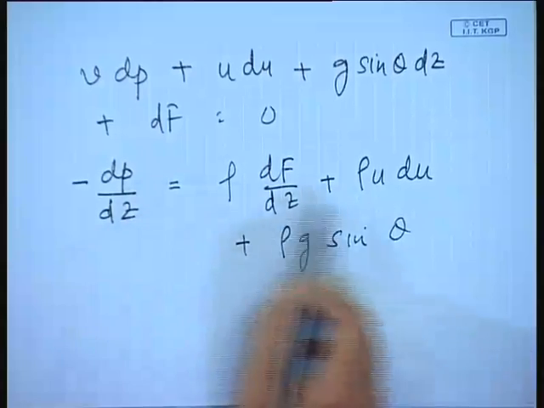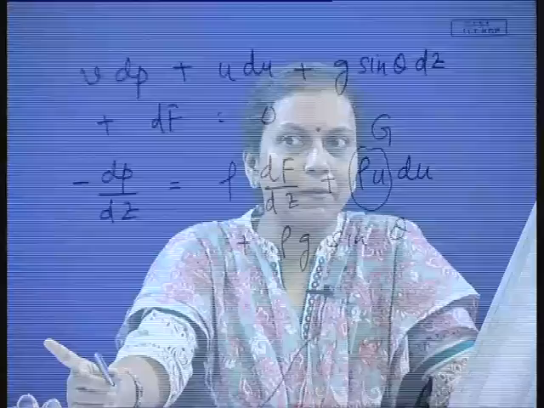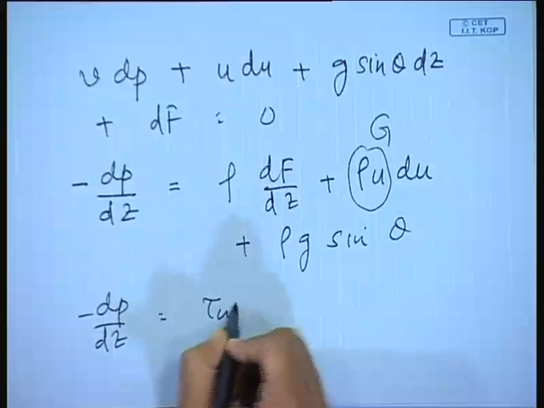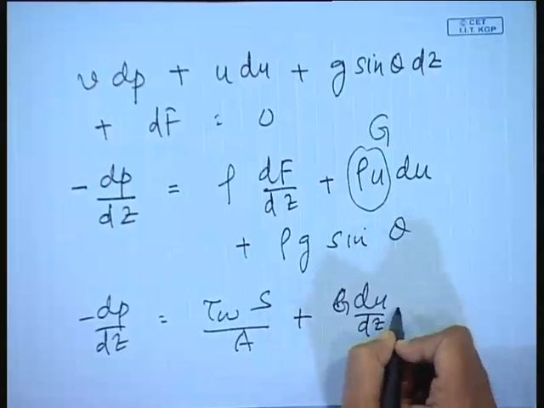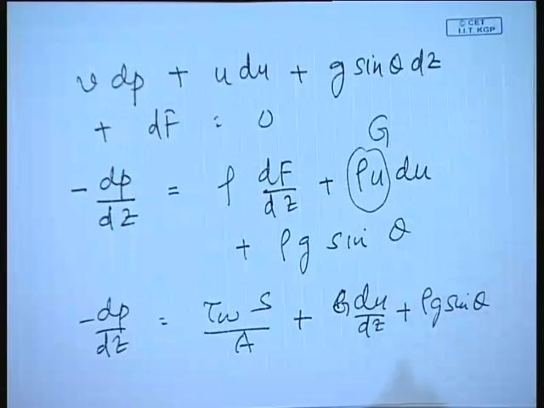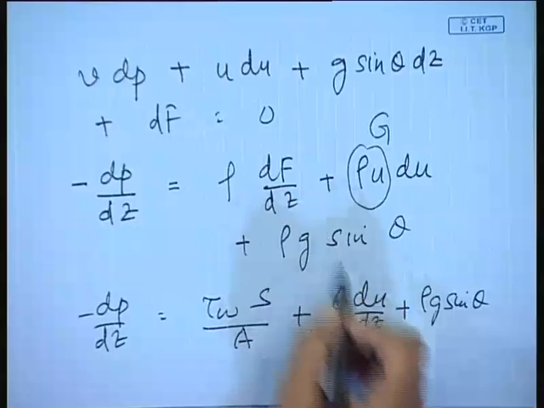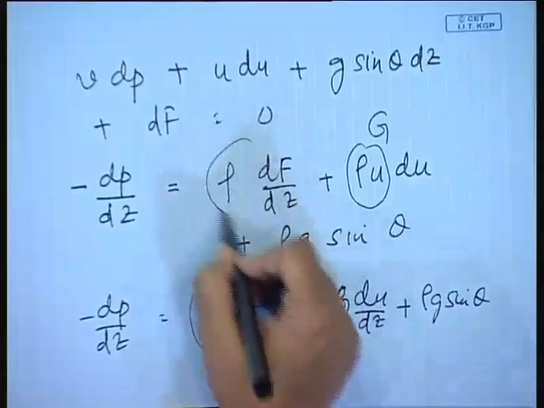Now if we compare this expression, what is this rho u equal to? It is nothing but G. Now, if you remember from the momentum equation, the final expression which we had obtained was minus dp dz equals tau w s by A plus G du dz plus rho g sin theta. Remember, from the basic momentum equation we had derived this. Both of them express the pressure gradient, and pressure is a property of the system, so each term must correspond to one another. So we find that all the terms correspond except this term and this term.